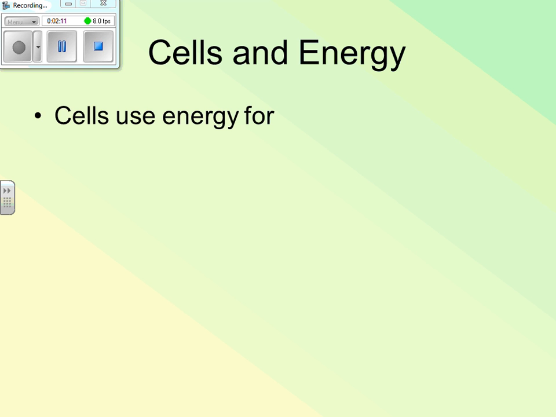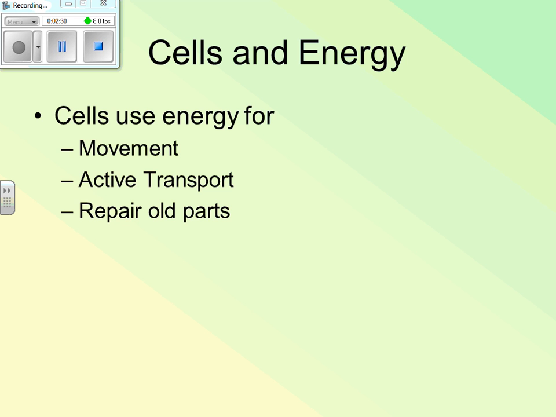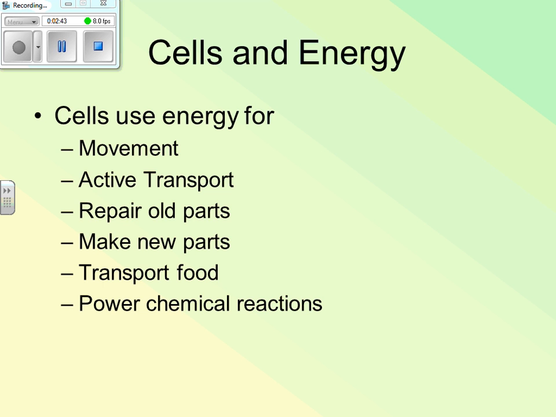So cells use energy for multiple reasons. For movement, anytime you move, you're using energy. Anytime you breathe, you're using energy. They use it for active transport. We just talked about this in cell transport: endocytosis and exocytosis, and ion pumps. Cells use energy to repair old parts. Cells use energy to make new parts. And cells use energy to transport food. And finally, to power chemical reactions.